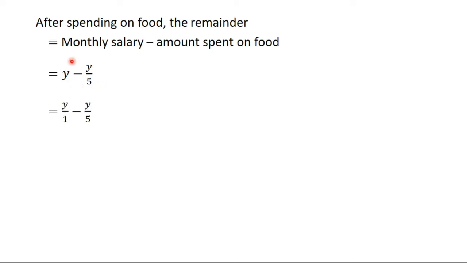So y minus y/5. We do the computation here. We know that y is the same as y/1, then minus y/5. The LCM is 5. 5 divided by 1 is 5 times y will give us 5y, minus 5 divided by 5 is 1 times y will give us y. From addition and subtraction of algebraic expressions, we know that 5y minus y will give us 4y divided by 5. So this is the amount left after spending on food in terms of fractions.